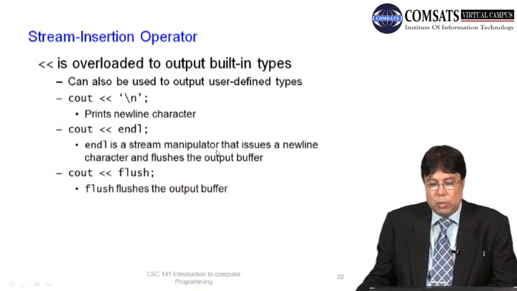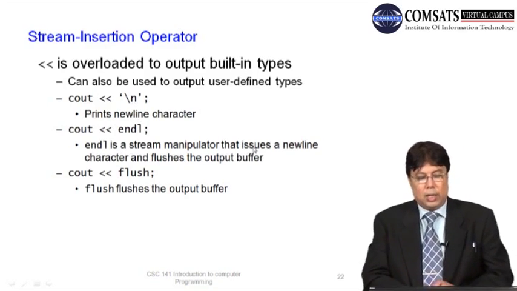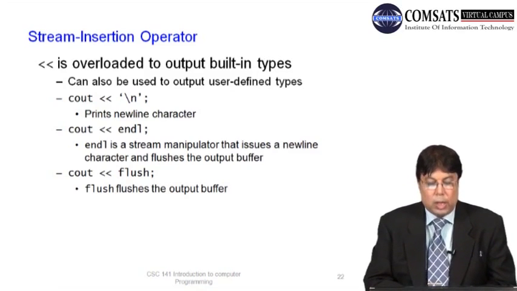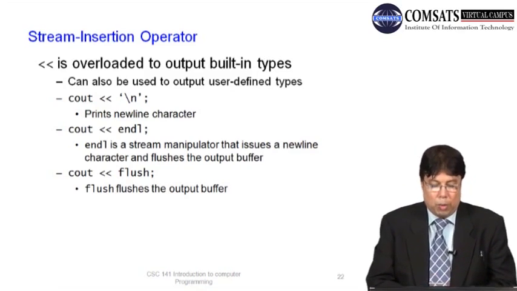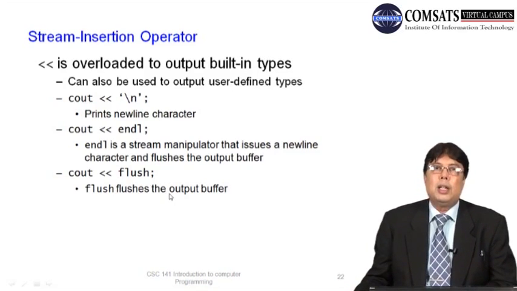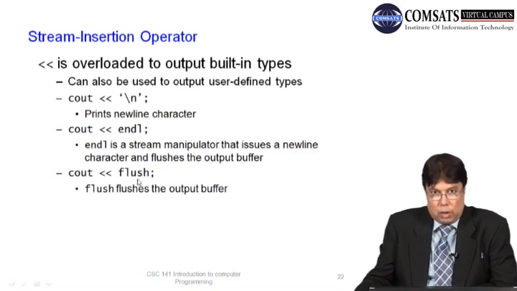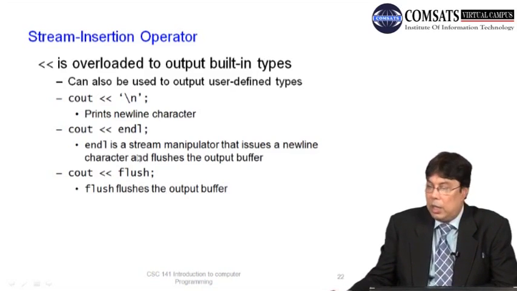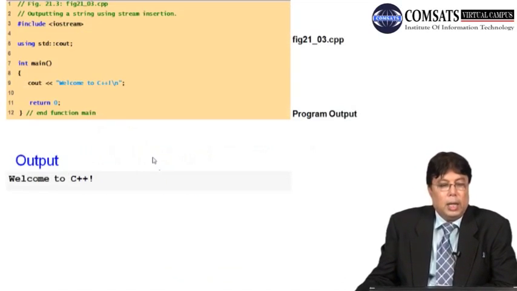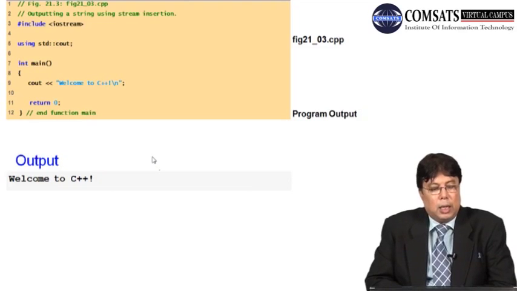Since endl is a stream manipulator that issues a new line character and flushes the output buffer. Quickly after this, it clears the output buffer. Flush means flush the output buffer. Whatever data is already present in the buffer, you should clean that. So cout flush means delete whatever data is there, that you may have read from the keyboard. You may read it later on, but if you want it to be clean, you can just use flush.